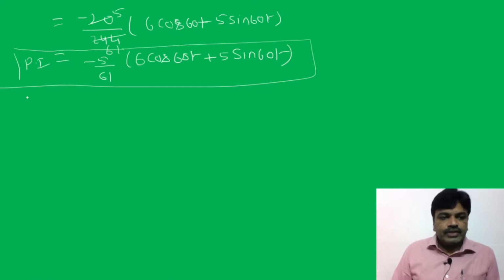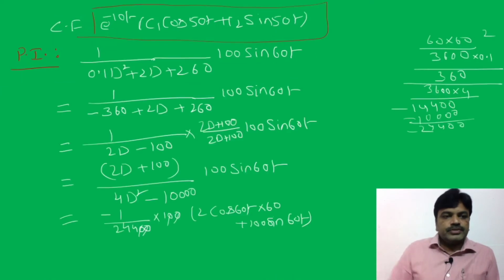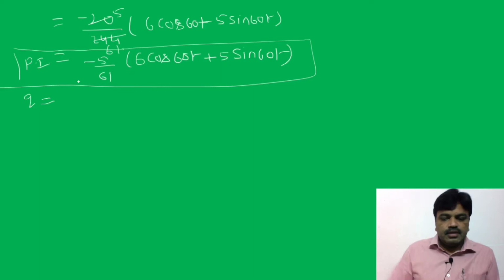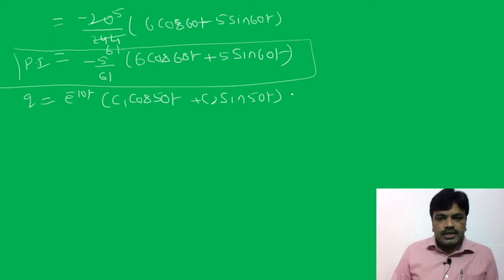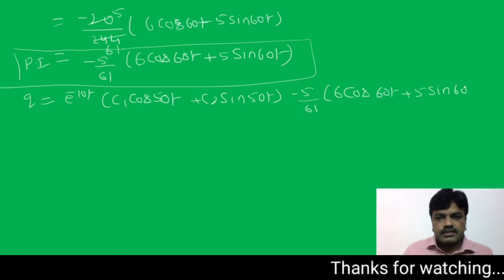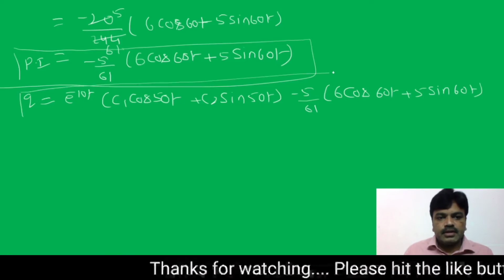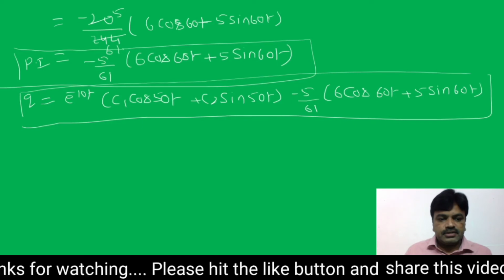So here we are finding the q value, friends. So q is equal to the complementary function, which is e power minus 10t (C1 cos 50t plus C2 sin 50t), plus the particular integral, minus 5 by 61 (6 cos 60t plus 5 sin 60t). So this is equation 3.